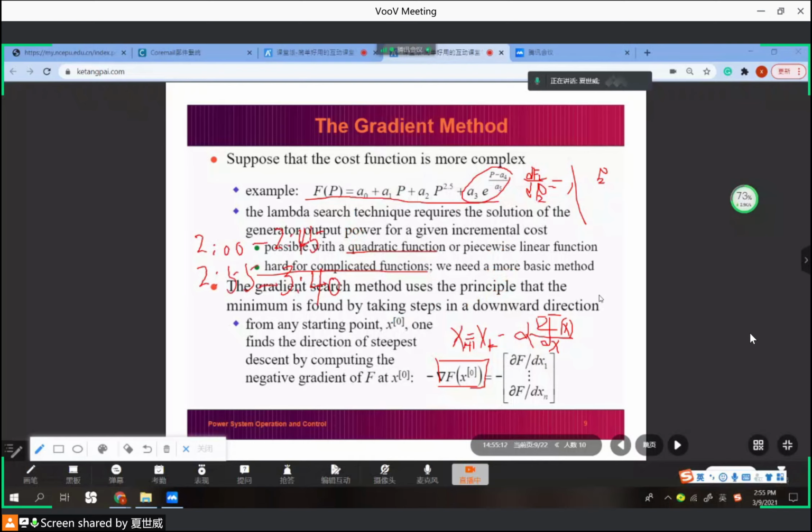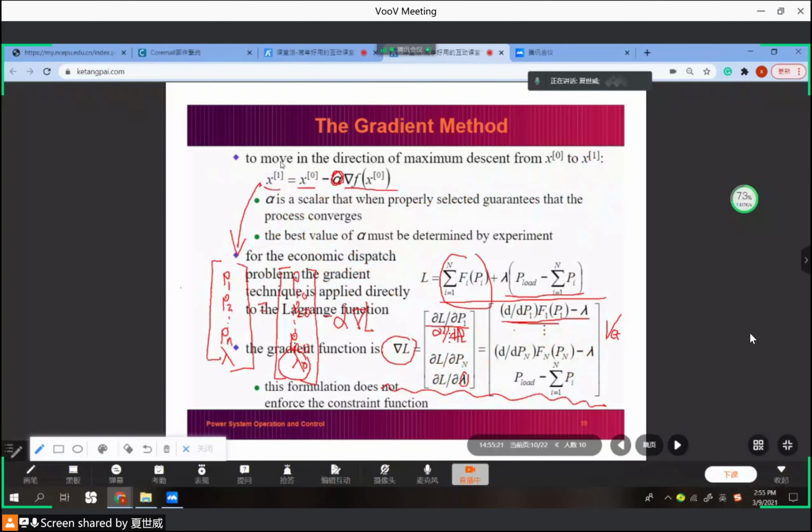Okay, let's start. In the previous class, we learned how to use the gradient method to update and solve for the optimal solution. We use the first order derivative of L to update P and lambda. That means P1, P2, Pn, lambda equals the value of the previous iteration minus alpha, a constant, multiplied by the first order derivative of L. What's the first order derivative of L?